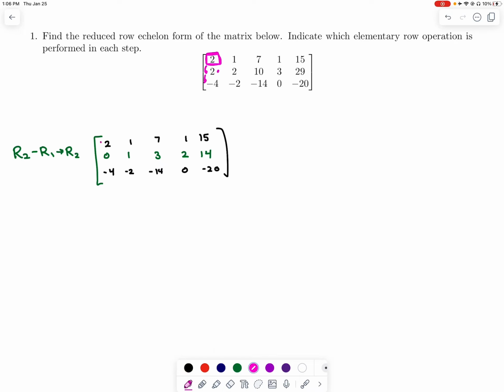Next, I again need to use the same pivot to make its other entry below it, that -4, a 0. So to do that, I can do R3 plus 2 R1 and pop that into R3. If we need to show our work a little bit, just to make sure we don't make any algebra mistakes, I can take this R3 here, put it down below. Below that, I'm going to write 2 times my R1. So I get 4, 2, 14, 2, and 30. And now I just need to add those two together.